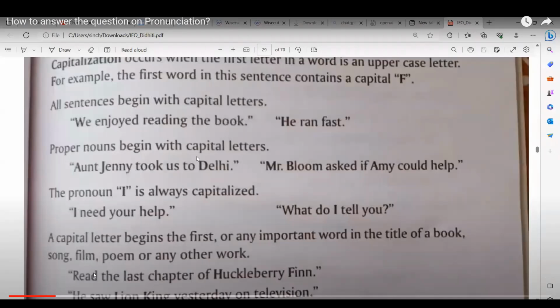Now, Shruti, can you read it from here, a capital letter? A capital letter begins the first or any important word in the title of a book, song, film, poem, or any other work. Read the last chapter of Huckleberry Finn. Very good. Excellent. So, Huckleberry Finn is the name of a book. When we name a book or any poem or any story, we use a capital letter. So, Ashmita, can you make a sentence with the title of a book, song, film, poem, anything? Yes, ma'am.